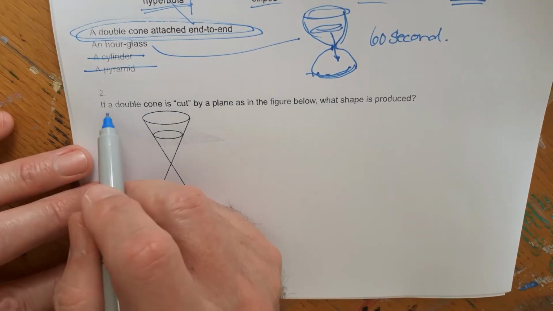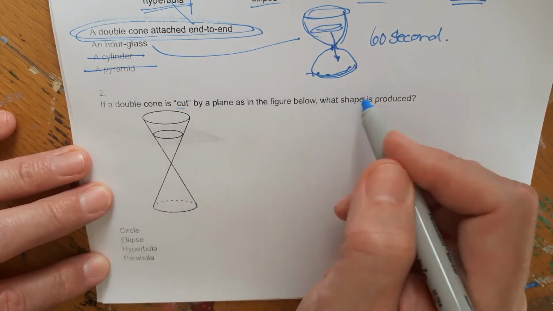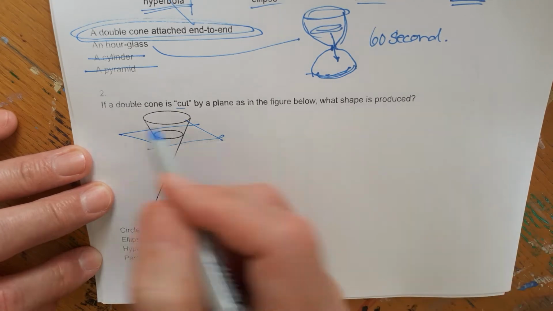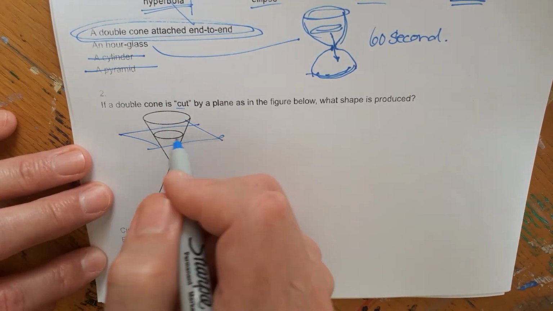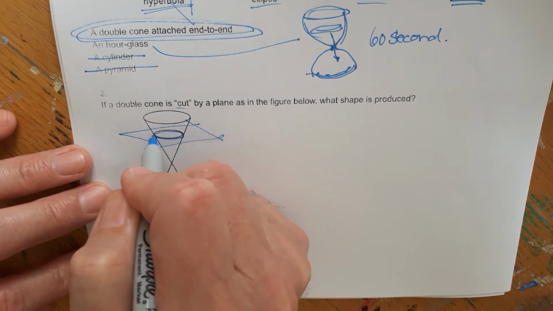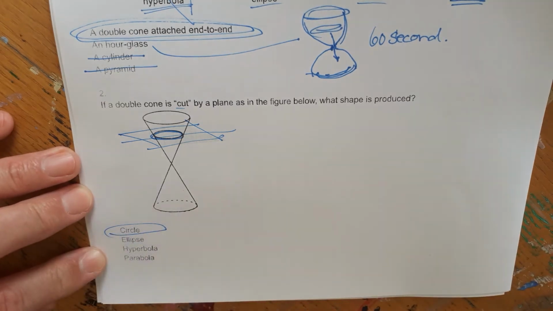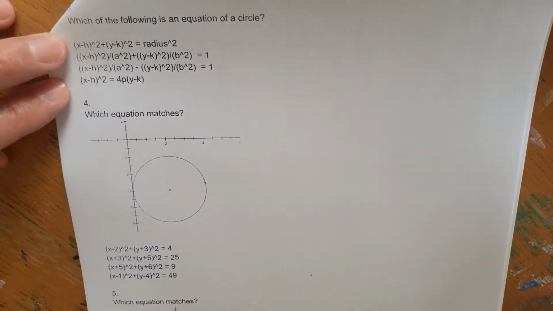So let's keep going. If a double cone is cut by a plane, as in the figure below. So a plane is a perfectly flat surface. It's infinitely thin, and it extends in all directions forever. We show it in a three-dimensional angle like this, and it cuts. As it cuts through this thing, you cut it right in half, and to look at it sideways, you get a circle. Right? So that's one of the shapes. And I imagine they're going to go through all the shapes now. Nope, we're going to go right into a circle.